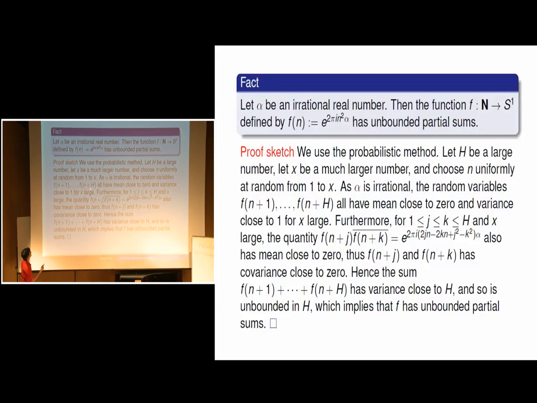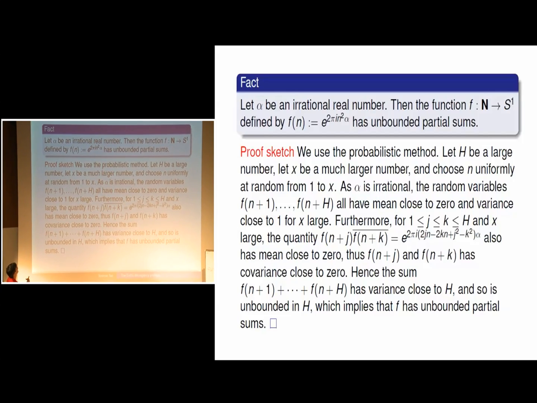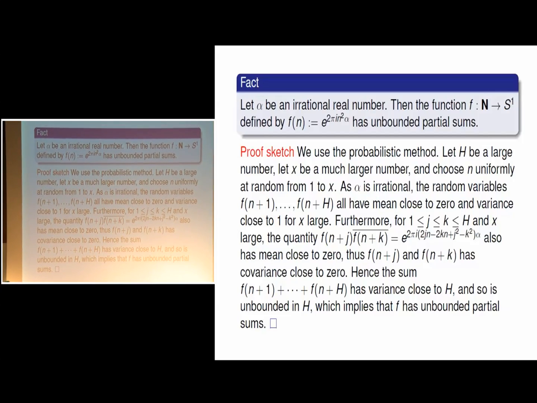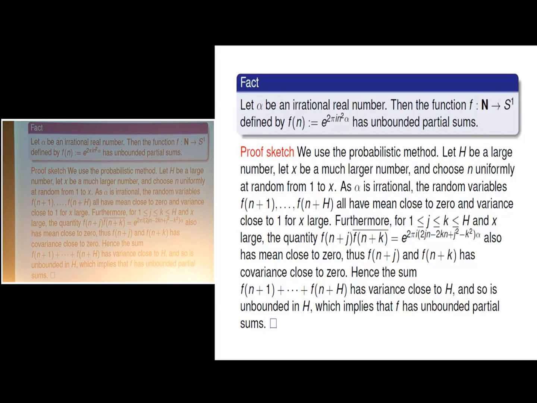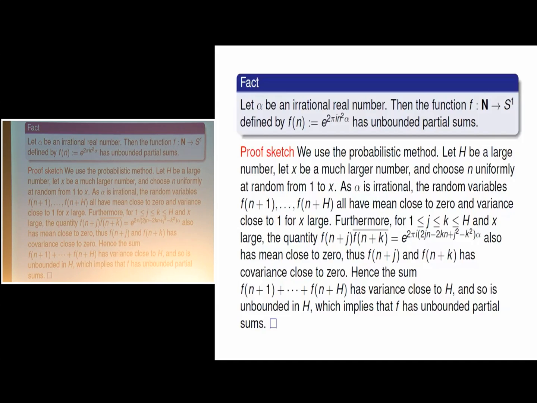So you look at a short interval of this sequence: f of n plus 1, f of n plus 2, up to f of n plus h. If n is random, you can think of these h numbers as h random variables. All these random variables, because of the irrationality of alpha, have unit magnitude. They all have mean about 0, because these numbers are equidistributed around a circle. Their variance is basically 1. And you can check that not only do they have variance 1, but their covariance is almost 0.